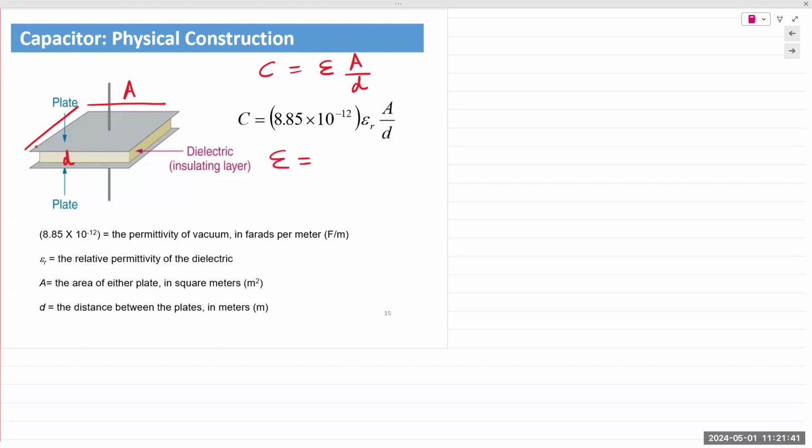Epsilon is the permittivity, the product of epsilon 0 times epsilon R. This is epsilon 0, a constant, 8.85 times 10 raised to minus 12. Very similar expression to the one we saw for the inductor. For the inductor, it was mu, the permeability. Mu is mu 0 times mu R, absolute permeability times relative permeability. And here it is epsilon 0 times epsilon R. Epsilon 0 is a constant. Epsilon R is the material property of the insulator. Okay.